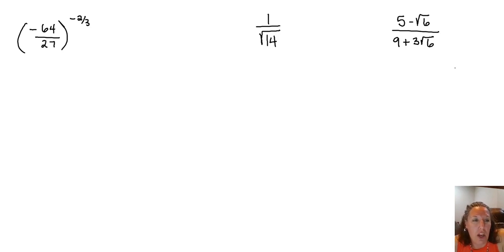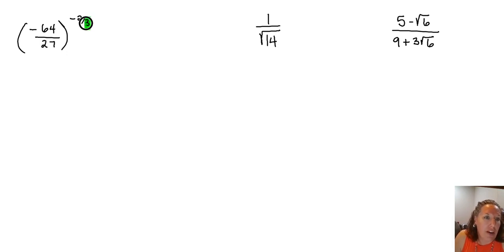Welcome to this video on rational exponents and rationalizing the denominator. In our first example, we're going to look at the quantity negative 64 over 27, that whole fraction including the negative, raised to the negative 2/3 power. Anytime we have a fraction in the exponent, as we do here, we can rewrite this using a square root or cube root, a radical notation.